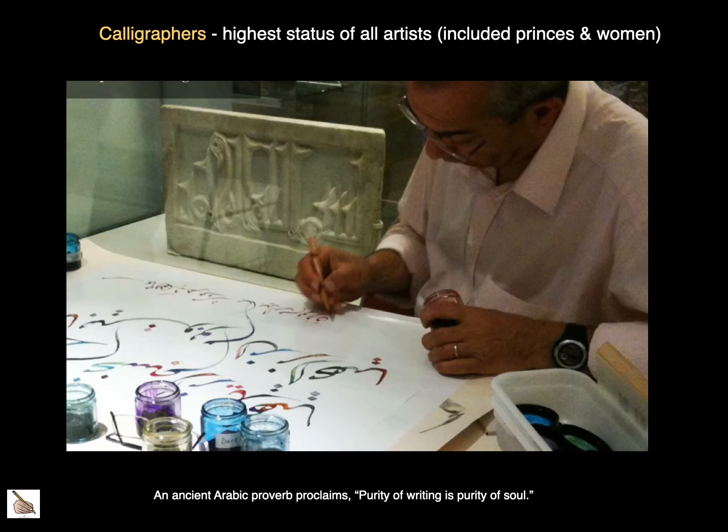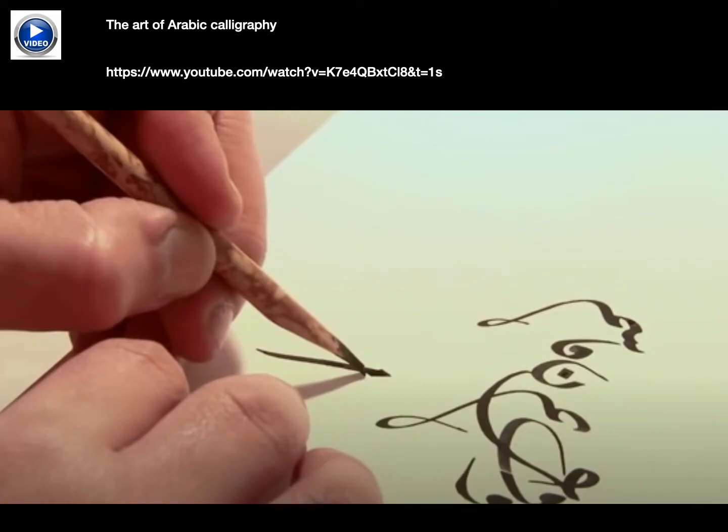Calligraphers were considered the highest status of all artists, including princes and women. The practice of calligraphy was itself a holy task and required long, arduous training. The scribe had to possess exceptional spiritual refinement as well, and they would receive public recognition. Here's a short video you can watch about the art of calligraphy.